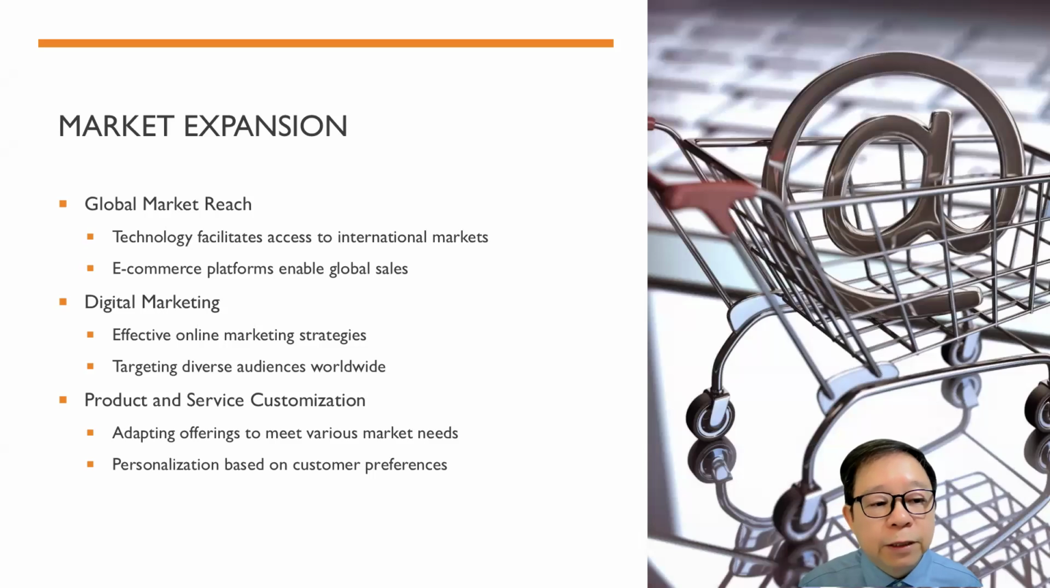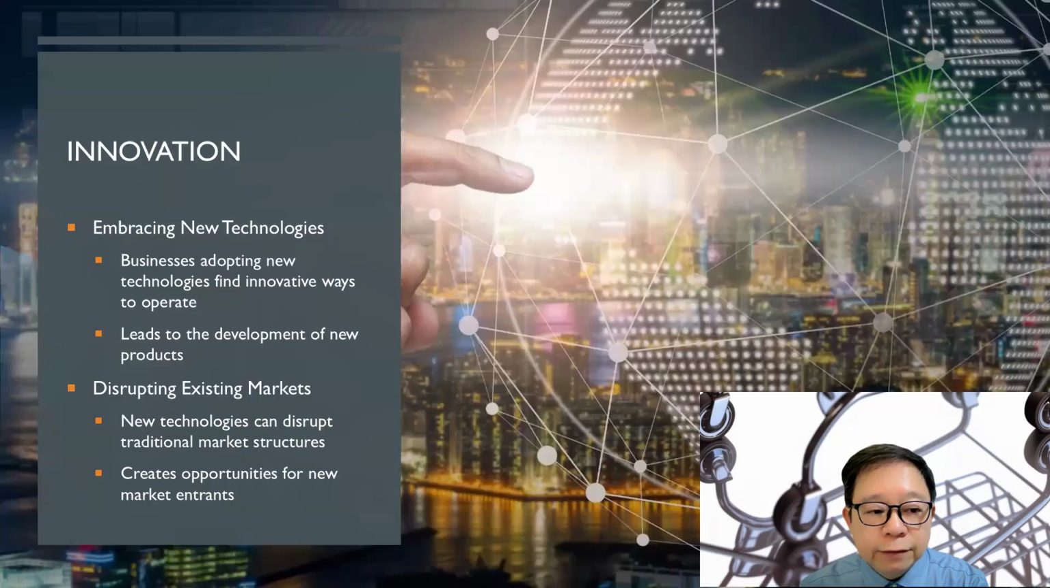So market expansion, global market reach. Technology facilitates access to international markets. E-commerce, for example, helps us to enable global sales. So we can set up an e-commerce platform for our company, right? We can enable sales to everyone in the world. In digital marketing, an effective online marketing strategy is very important. And we can also target diverse audiences worldwide, right? So in fact, nowadays it is very good news. Every company, when you start, you can go international, you can globalize your business straight away. And you can produce product and service customization, right? You can adapt to meet various market needs. And personalization is based on customer preference.